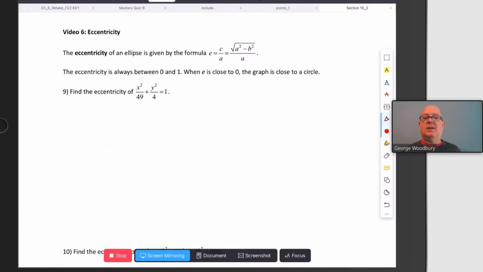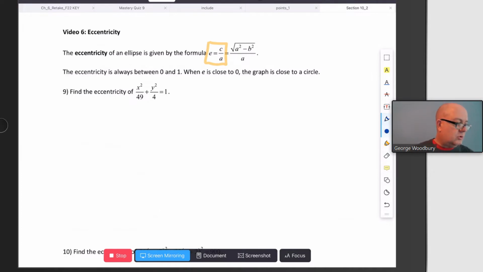of an ellipse. Now the eccentricity we calculate by dividing c by a. Remember that c is really the square root of a squared minus b squared, so it's going to be smaller than a, and so this is always going to give us a fraction, a ratio between 0 and 1. The closer it is to 0, the closer the graph is to a circle.